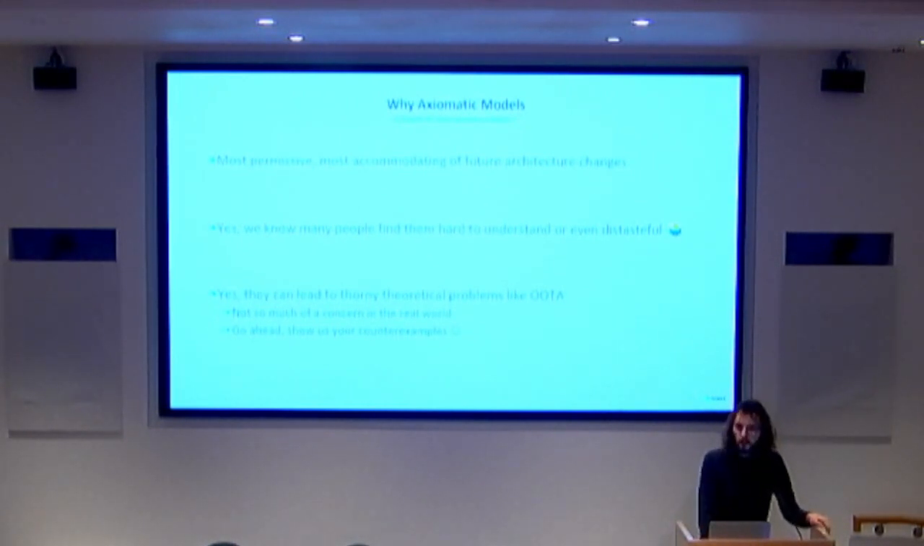We're not concerned with having much more complicated models that deal with something like the out of thin air problem. We don't need something like promising semantics or semantic dependency, not of our concern. It doesn't matter to us. If you think it should matter to us, prove us wrong. Happy to hear counterexamples.